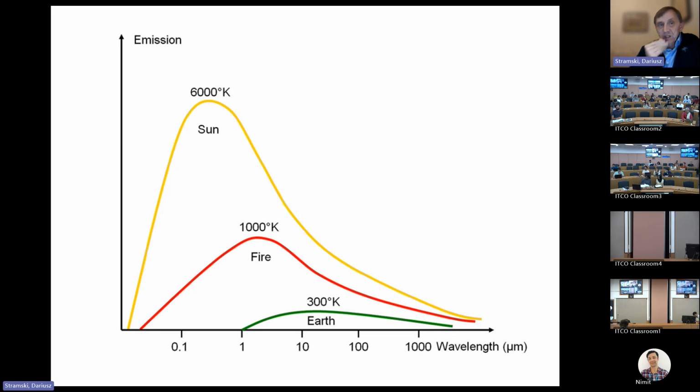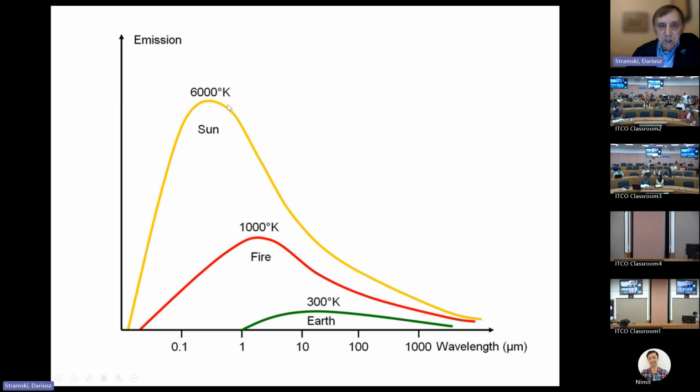So here's a schematic illustration of three examples of Planck's radiation curve: for 6,000 Kelvin, which is more or less representative of the sun, fire at 1,000 Kelvin, or Earth's surface at 300 Kelvin. So you can see all these features that I've just described in these three curves: the change of lambda maximum, and the decrease in the total amount of energy.